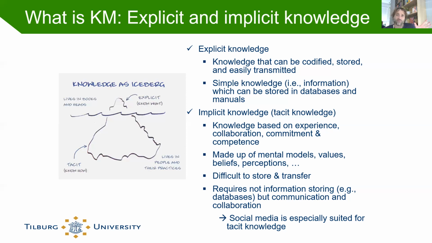So basically, all information that is written down and codified is what we call explicit knowledge. Everything that is not codified and written down is called implicit. And the goal of social media is to make that implicit knowledge more explicit, so have ways for people to communicate and share information with each other.